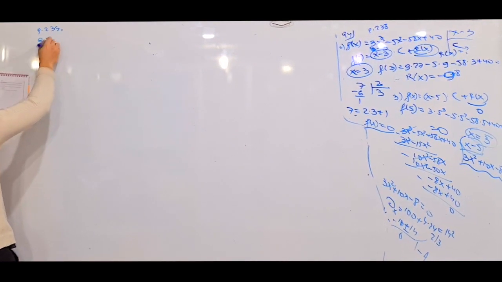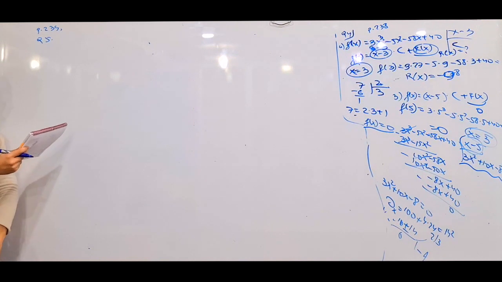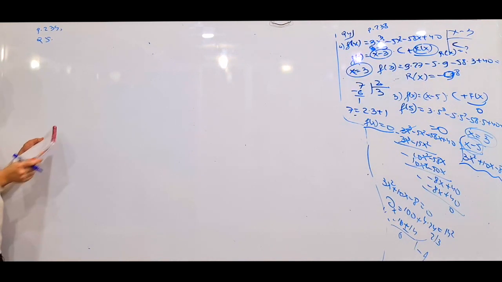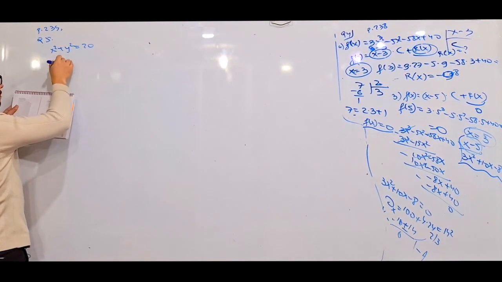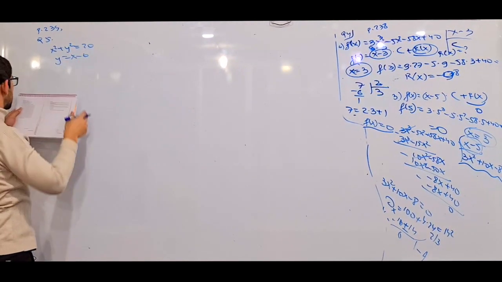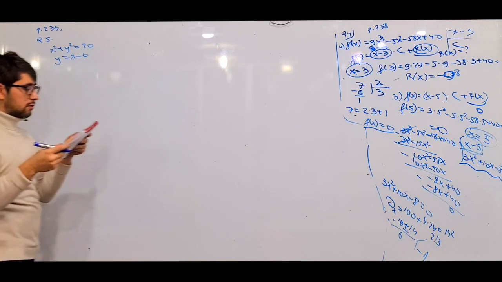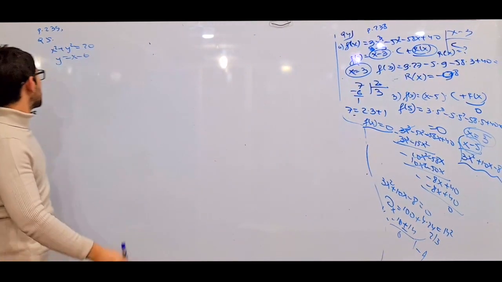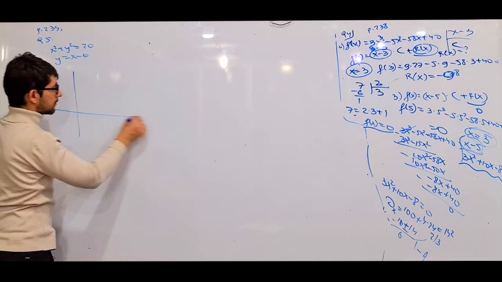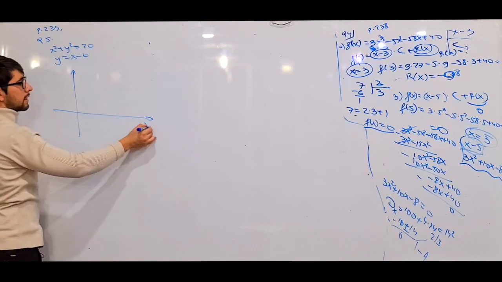Question number 5. So again, question number 5 is graphing, right? x squared plus y squared equals 20. y equals x minus 6. You must remember to put a scale on each axis, find the points of intersection. x, y.